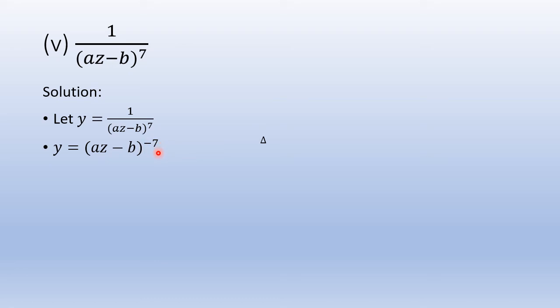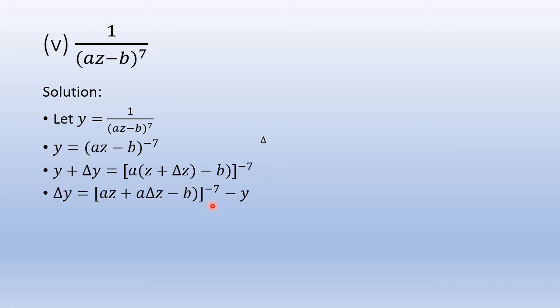Now I'm going to follow all the steps which I have done in the solution of part 3. Let's see what those steps are. Step number 1: y plus del y equals a into z plus del z. Now I will open it and rearrange it, and I will bring this y over here. You can see all these are done. Open the bracket, y is here. Now put the value of y equal to this and rearrange it.